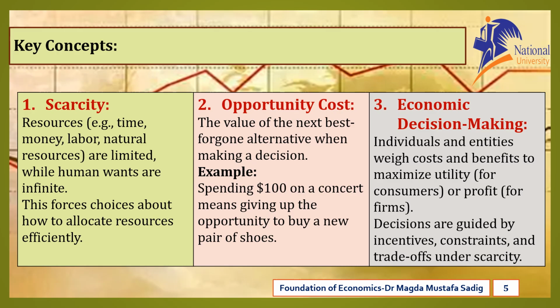The second concept is opportunity cost. What you give up. Opportunity cost is the thing you miss out on when you choose one option over another. It's the value of the next best thing you could have done with your time, money, or resources.